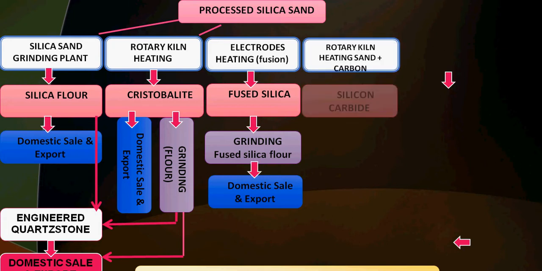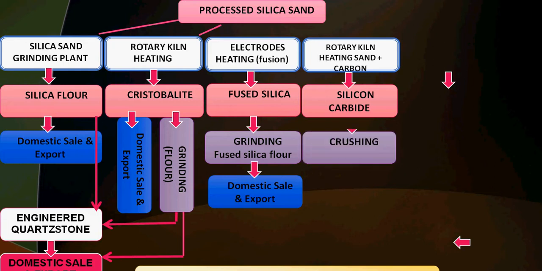Let's see another option, another investment. You can produce silicon carbide. What you need is a rotary kiln and heating of silica sand with a source of carbon, and this source of carbon might be petroleum coke, pet coke. So it is heated at high temperature, and the silica sand reacts with the carbon in a reaction called reduction, and it is converted into silicon carbide. And silicon carbide is crushed and produces different sizes, and there are so many uses of silicon carbide.